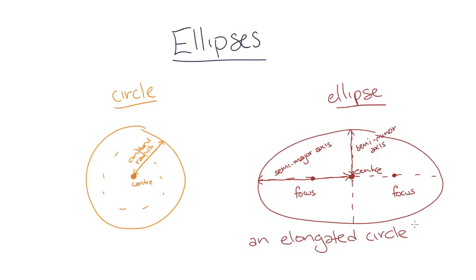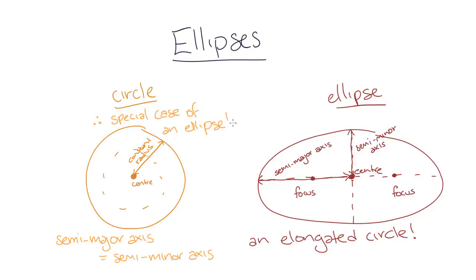You can quantify how elongated an ellipse is with a number known as the eccentricity, which is between 0 and 1. A higher eccentricity means the ellipse is more elongated. And it turns out circles are actually a special case of ellipses and have an eccentricity of 0. In circles, the semi-major axis is equal to the semi-minor axis, which gives us a constant radius.